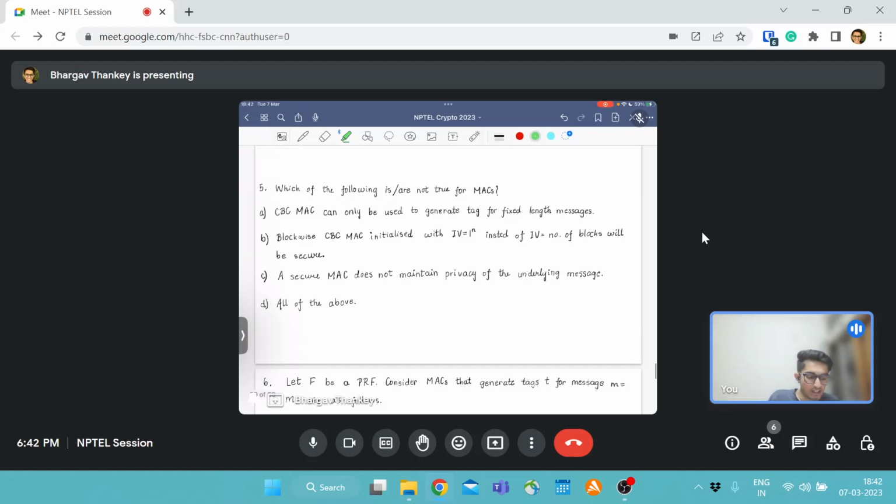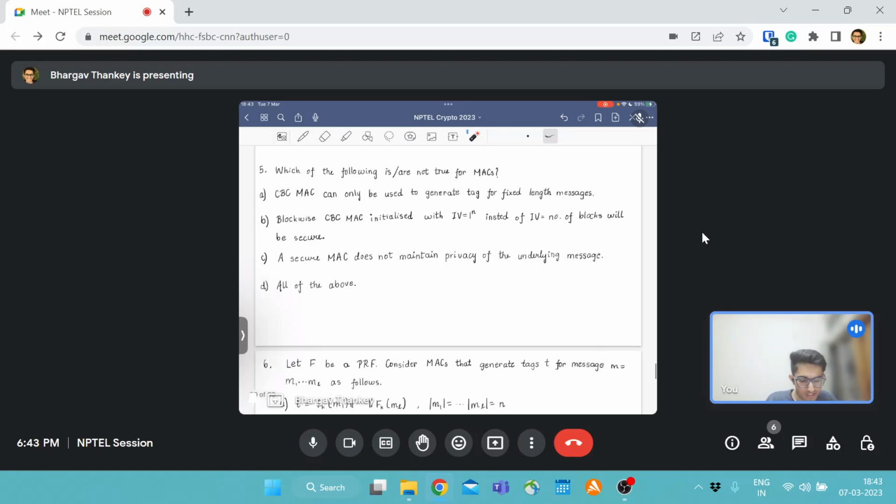However, if we want a blockwise secure construction, then we needed to use an encoding which was prefix free. And as we saw in class, if we set the IV to be the number of blocks, then the resulting encoding is prefix free. So blockwise CBC initialized with IV equal to the number of blocks would be secure, but blockwise CBC initialized with IV equal to 1^n would not be secure. So B is also not true.